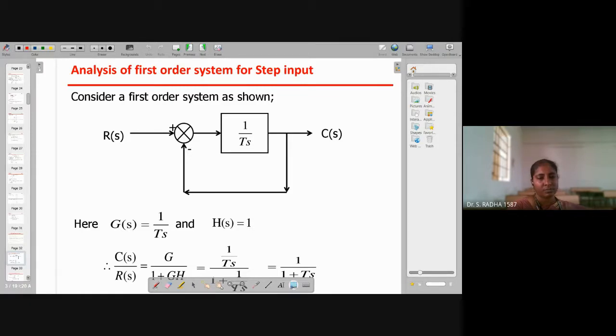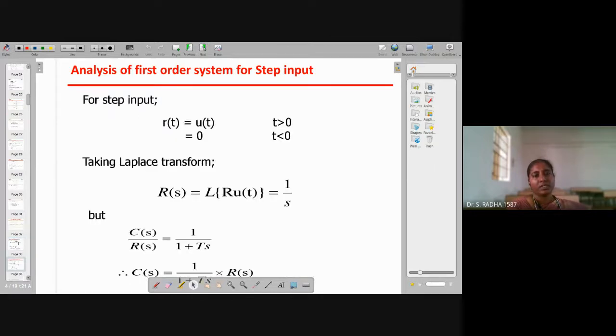So now I'm going to the next point. This is the transfer function of a first order system. This is equation number 1. Transfer function of first order system.